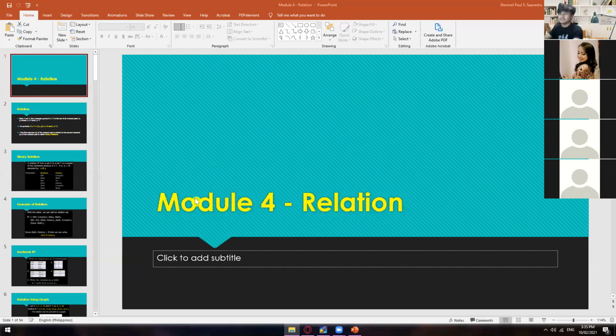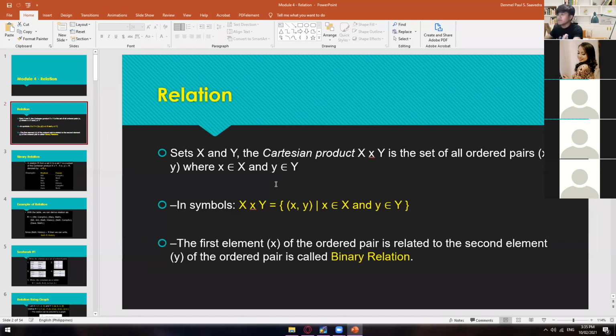Okay, so our topic for today is relation. What is this relation? As you may already know, this is a set of two elements. It could be this set, this set, and so on and so forth. You cannot form a relation if you don't have two sets. If you only have one set, or to be specific one element, you won't be able to form a relation. You need at least two or more.